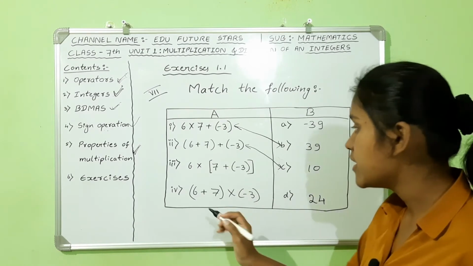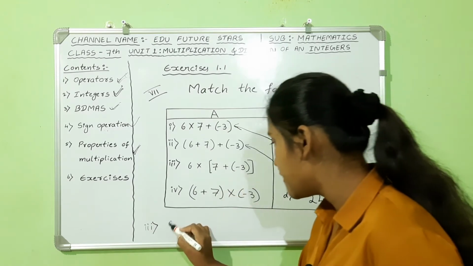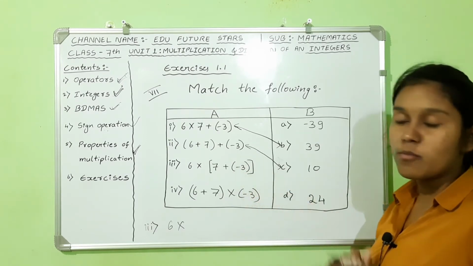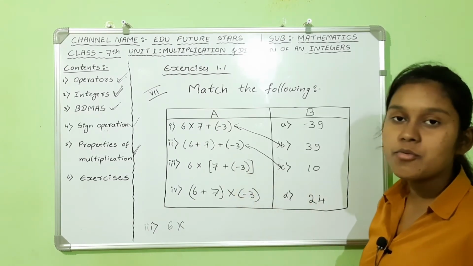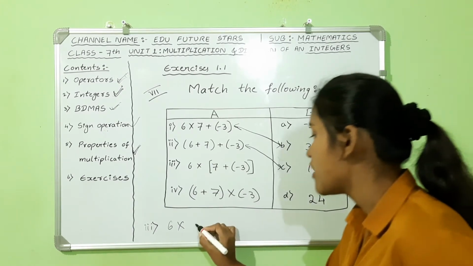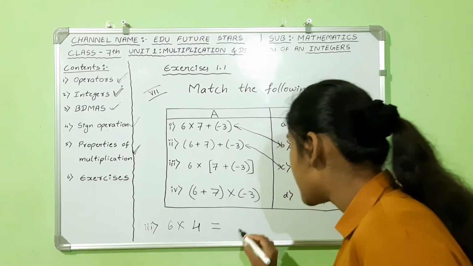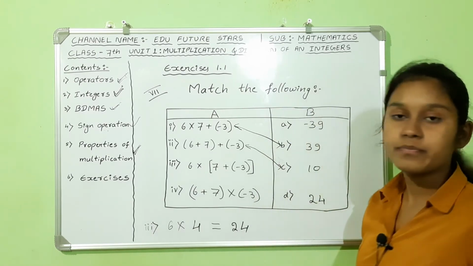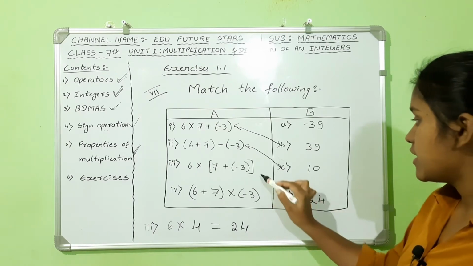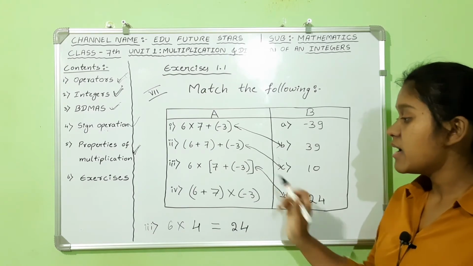Now let's see the third one. The third one is what? 6 is multiplied with 7 plus of minus 3. Here it will become negative 3. So 7 minus 3 is what? 4. Okay, so 6 into 4. 6 into 4 is what? 24. So where is 24? D. D is 24, so we are going to mark these two. Now the fourth question.